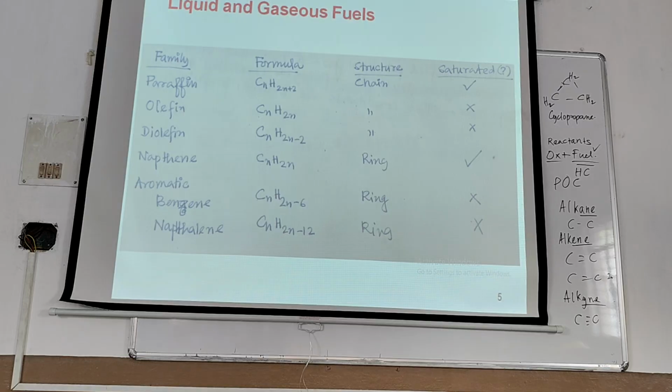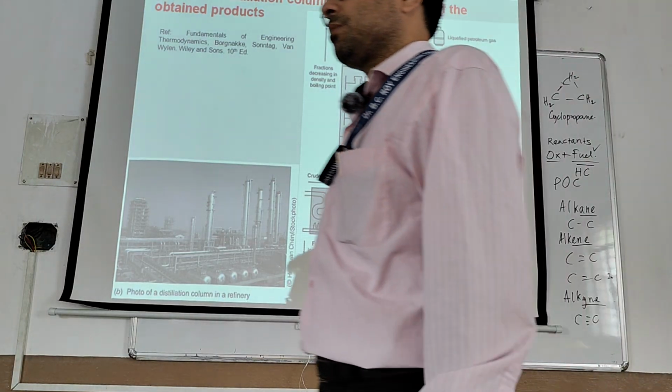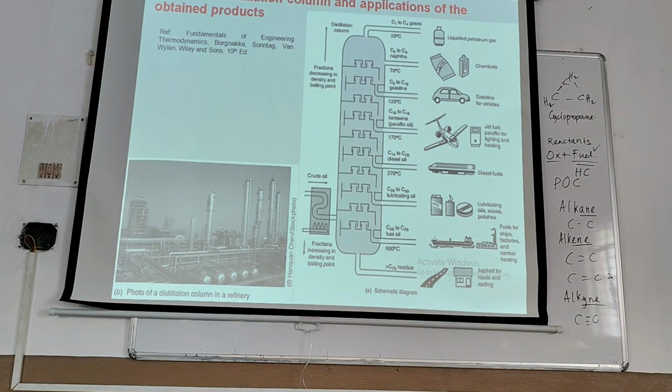So this is the general overview of liquid and gaseous fuels. Within this you can have liquid and gas depending on the volatility, or boiling temperature. Now the petroleum: from petroleum crude oil, the hydrocarbons are produced by fractional distillation. So there will be a tower.